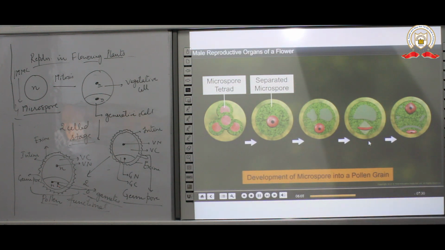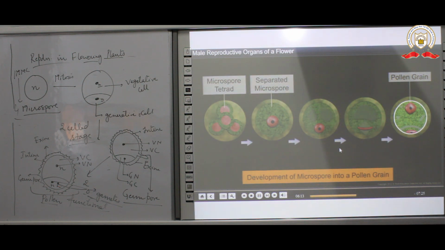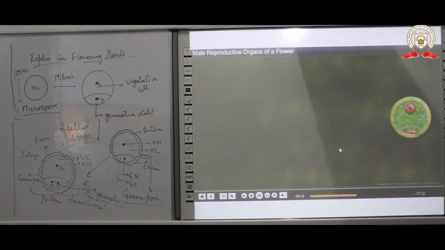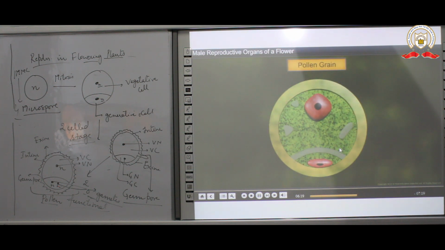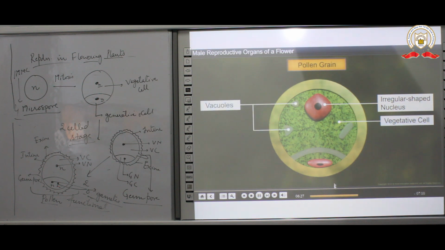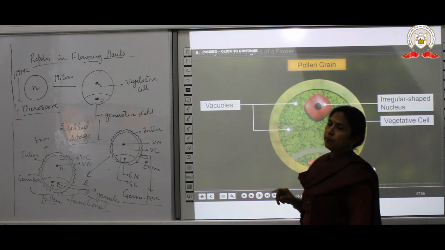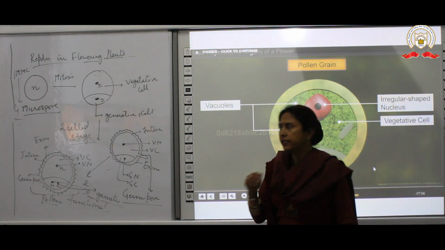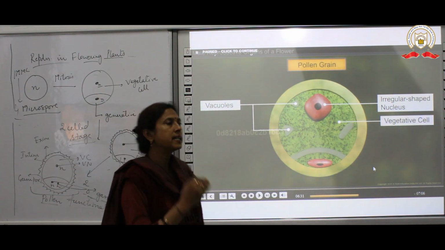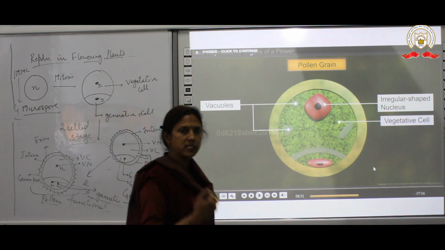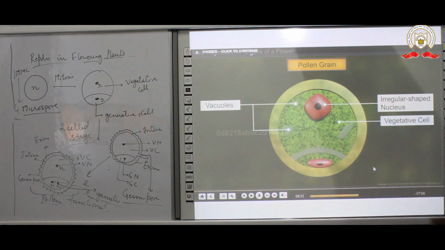Thus, the anther contains thousands of pollen grains which undergo mitosis to form 2 unequal cells. The larger cell, known as the vegetative cell, is characterized by a large irregular shaped nucleus, vacuoles, and abundant food reserves. The vegetative cell helps in the formation of the pollen tube. That is why it is dense and large, and it provides initial nourishment.